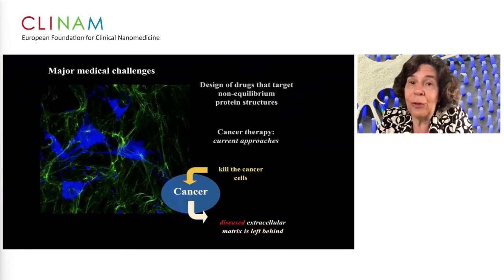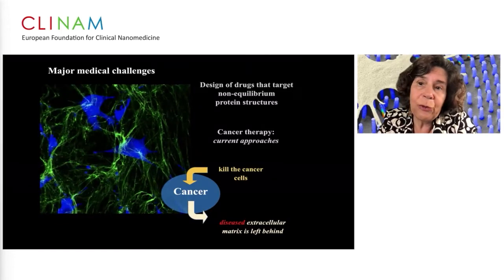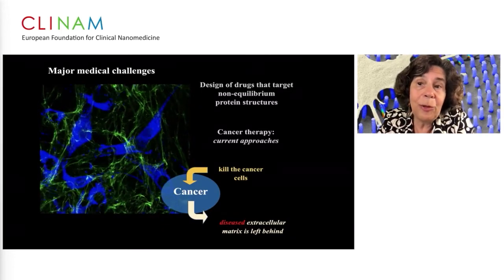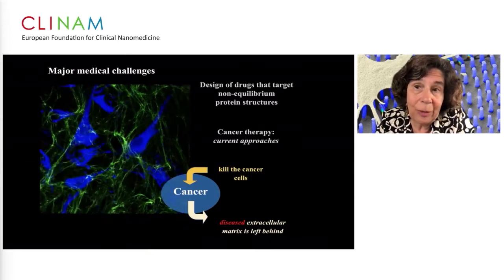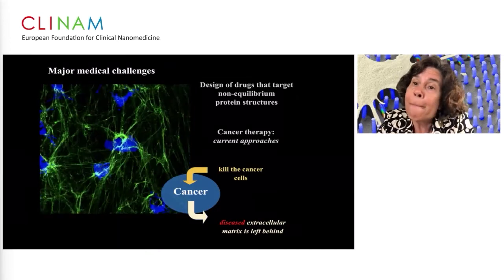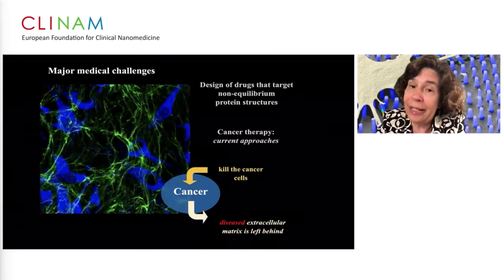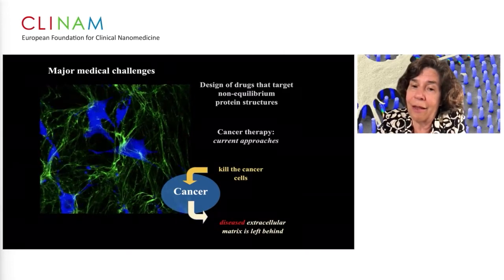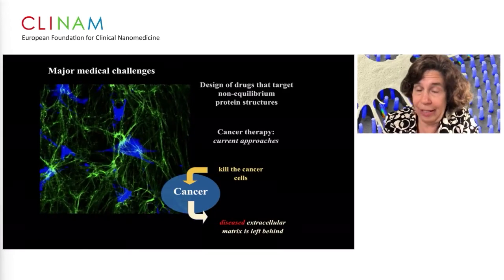Why is this all important? Currently, there are very few drugs that target non-equilibrium states of proteins, yet non-equilibrium states are heavily exploited by nature to regulate function. And in cancer therapy, we totally focus on killing the cancer cells, but we leave the diseased extracellular matrix behind.